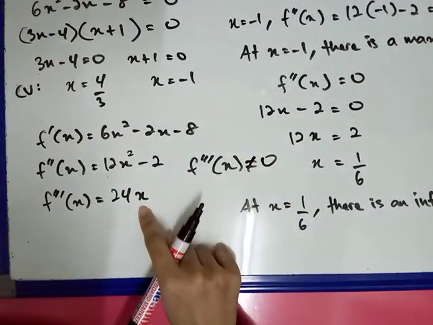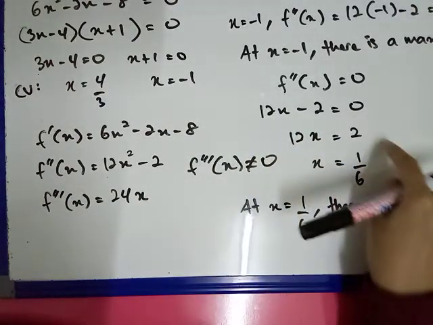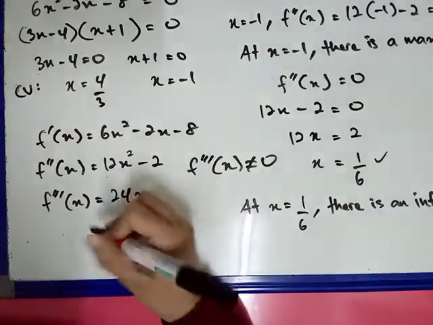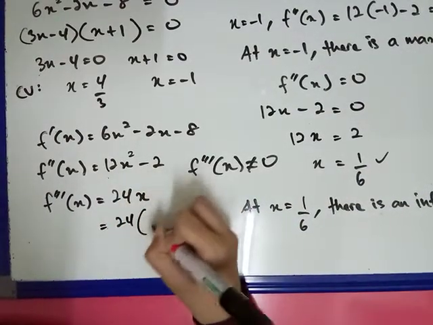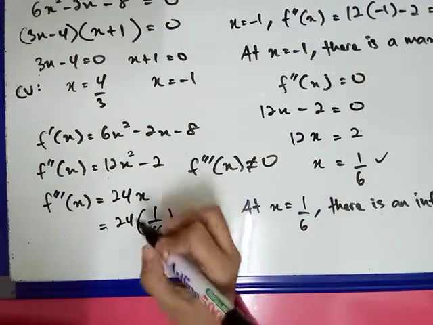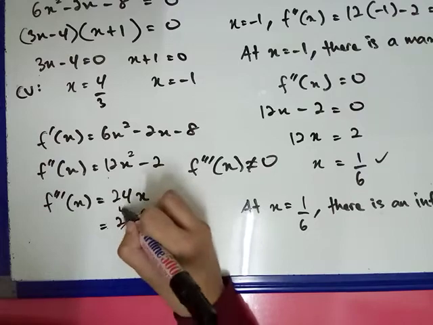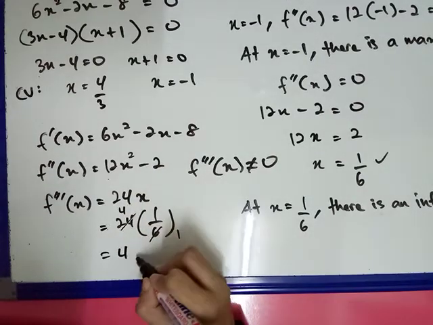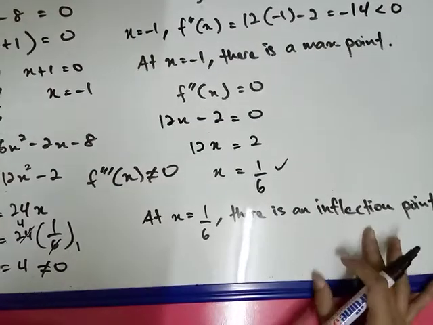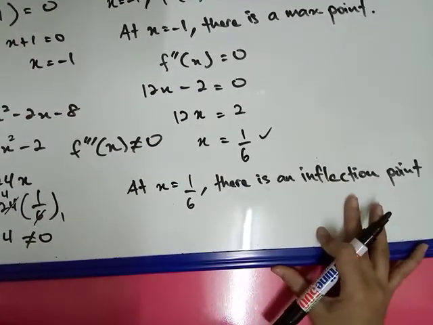So bila ada x kat sini, then awak ambil from the second derivative ni yang x equals to 1/6, substitute into x. So 24 times dengan 1/6. So 6 divide 6, you get 1. 24 divide 6, you get 4. The answer is 4. 4 is not equal 0. That means the inflection point exists.